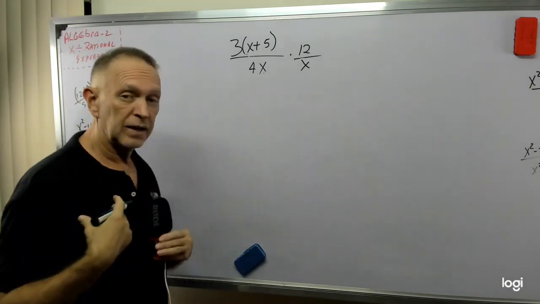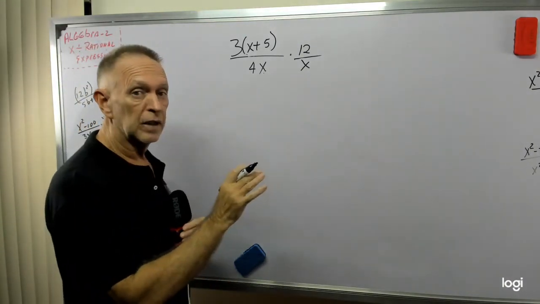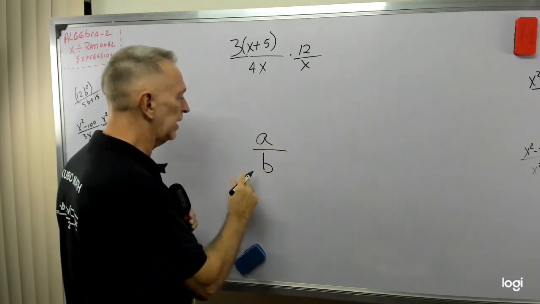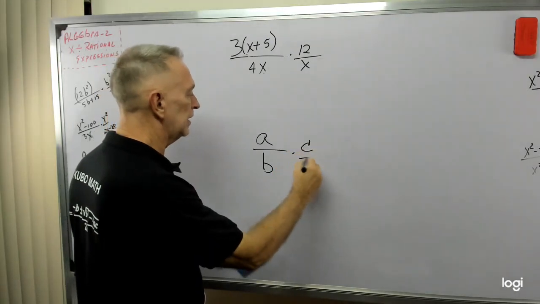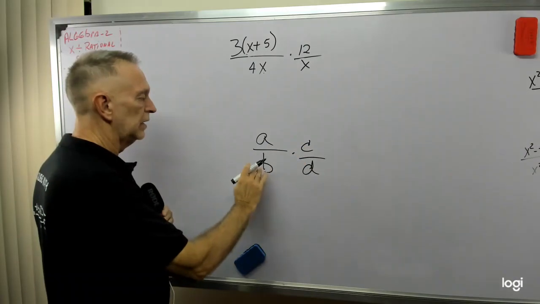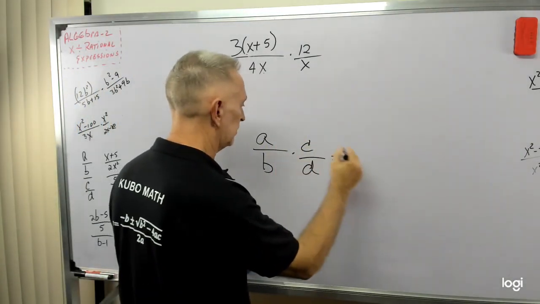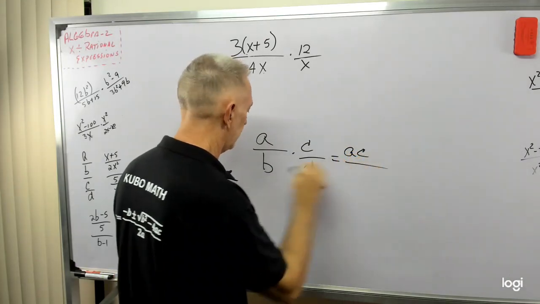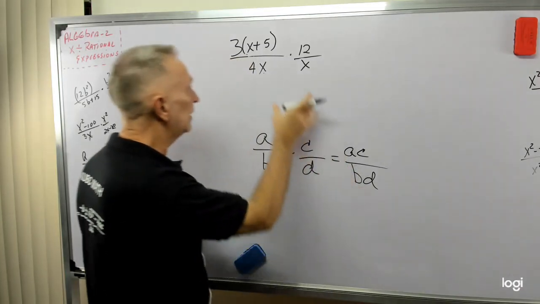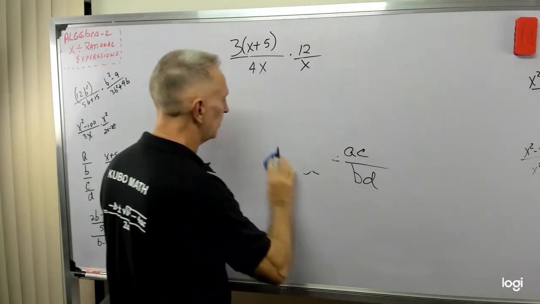Okay, you know me, I'm a rules guy. What's the rule for multiplying and dividing fractions? So multiplying, let's say I have A over B times C over D. I'm multiplying the numerators together and multiplying the denominators together. So A times C is AC, B times D is BD. We're going to do that same thing with this expression.